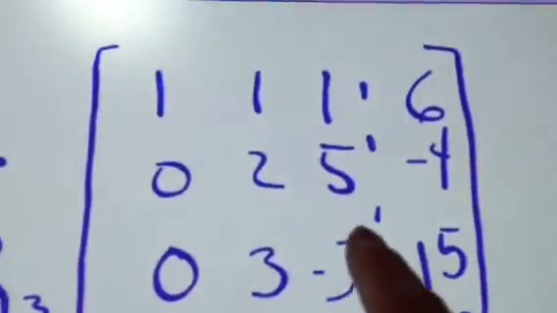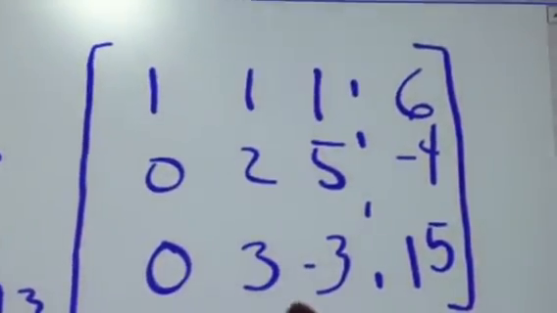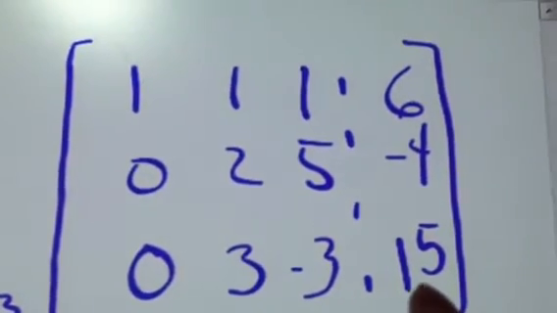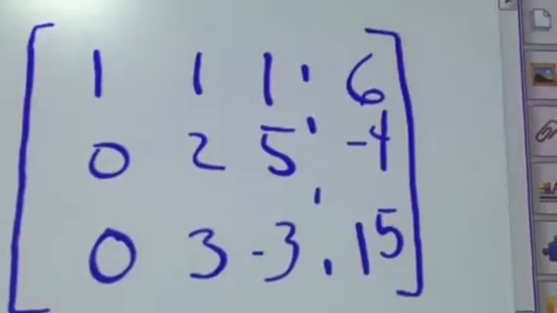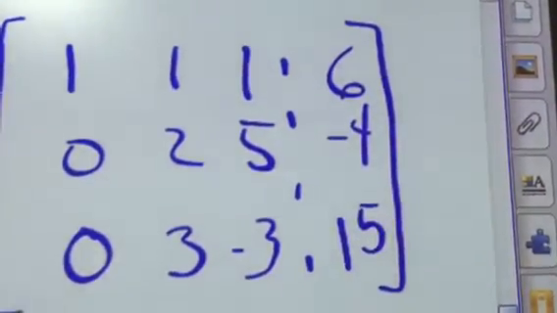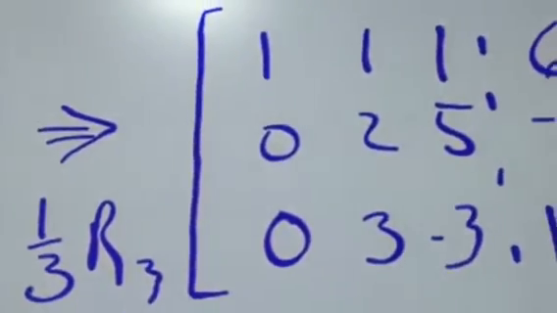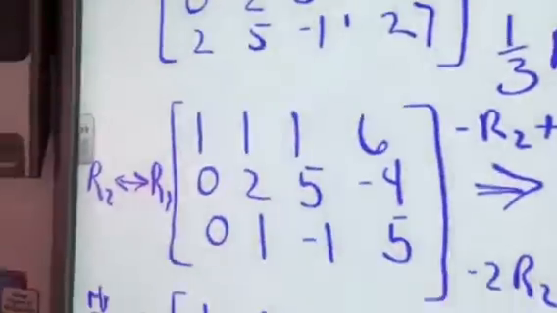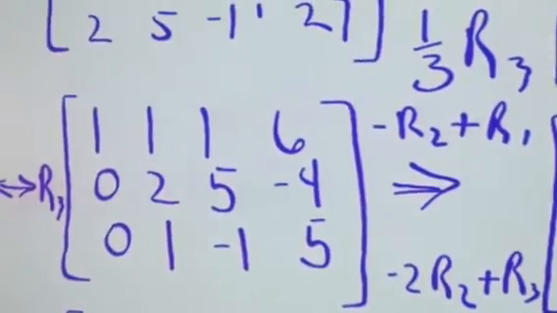I got a 0 right here, a 0, a 3, a -3, a 15. Well, that looks like it's a multiple of something. If I divide that by 3 all the way across, I'll have 1, -1, 5. And so that's exactly what I did, is I multiplied it by its reciprocal, and then I end up with this. I got 0, 1, -1, 5 on the bottom.